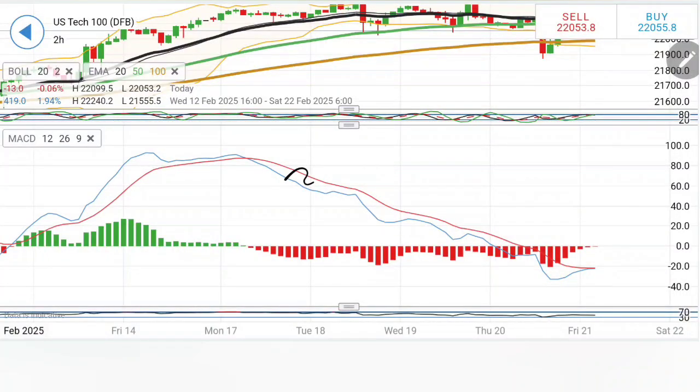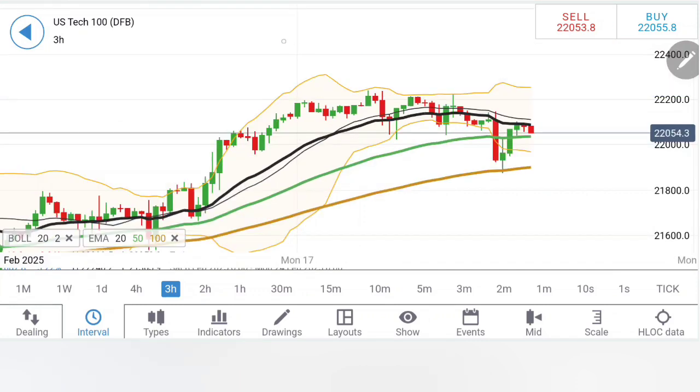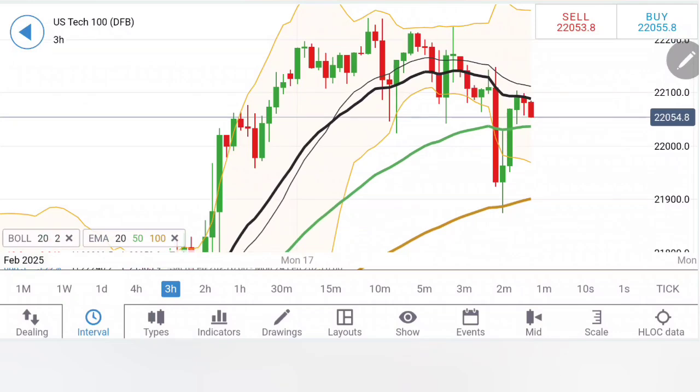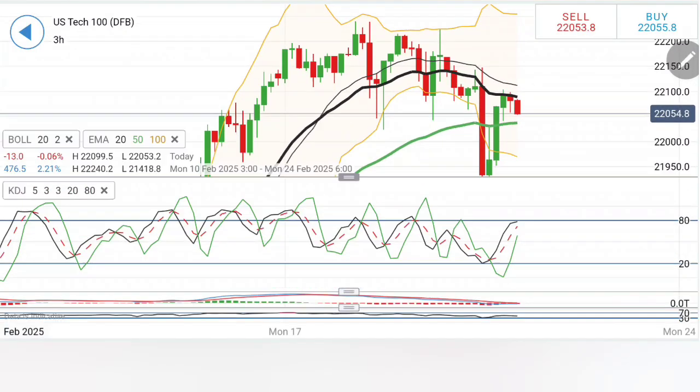Yes, the stochastic has retraced while the MACD is on the verge of a crossover. It has not yet crossed over. It is still on sell. RSI is flat. On the 3-hour chart, similar observation, the resistance from the 20-50 period moving average, and this makes this zone a pretty strong resistance zone as long as 22,150 levels are not taken.